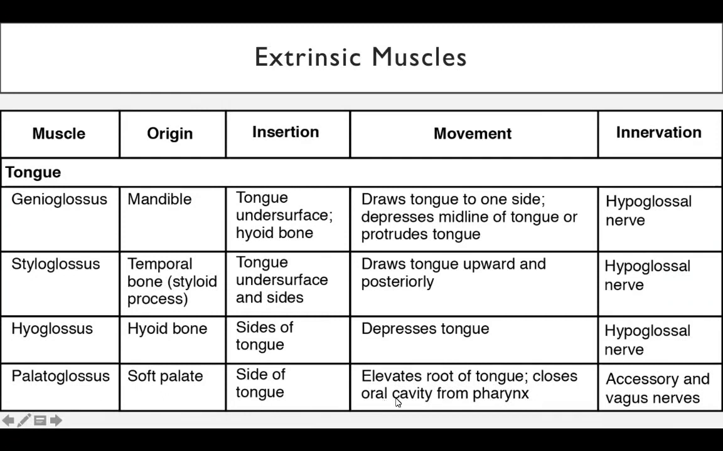Palatoglossus, you remember, it elevates. Towards the palate, it goes up, so it elevates the root of the tongue and also closes the oral cavity from the pharynx. So you remember it elevates the root of the tongue. And then hyoglossus depresses.